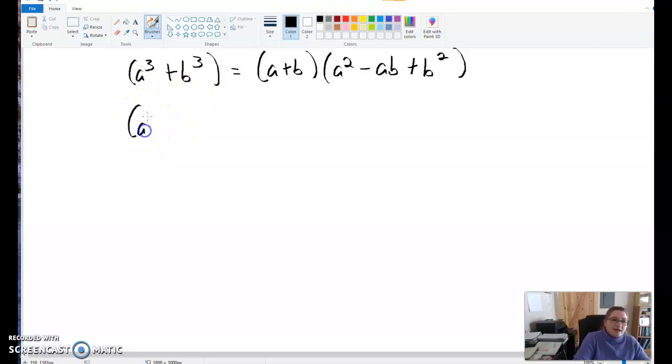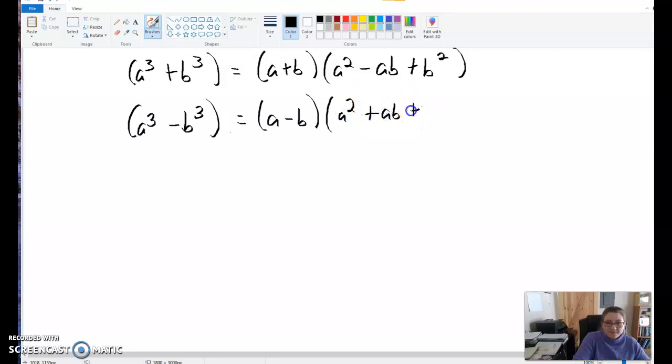If you have a cubed minus b cubed, that is always going to be equal to your a minus b times a squared plus ab plus b squared. And that's what's going to allow you to get that negative b cubed. So I know you said you were having a little bit of issues with it, so I'm going to go ahead and just work out one of the problems here.